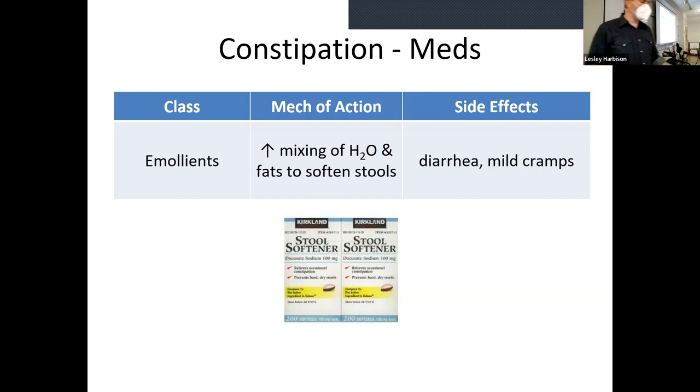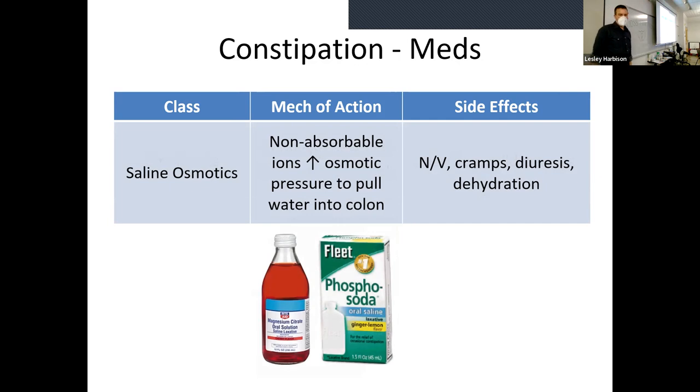Stool softeners are not super effective for treatment, so they're a little better on the prevention side, but they can be used. Here's saline osmotics, kind of the big guns when it comes to constipation in the world. The magnesium citrate is what's in this clear glass bottle, so careful with this one, it's glass. Mag citrate is sort of like, if you haven't pooped in several days and you really want to go, this is what we go to.